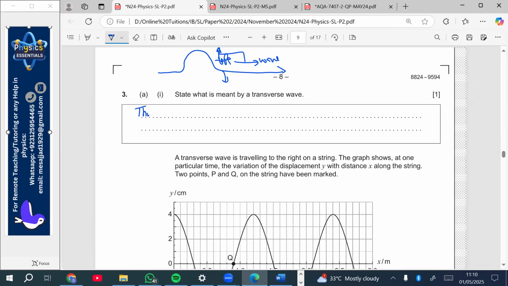those waves in which the medium vibrates or oscillates perpendicular to the direction of the wave.